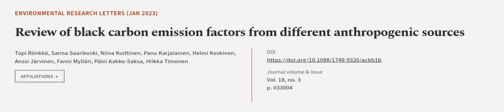This article was authored by Topi Rönkkö, Sanna Saarikoski, Niina Kuittinen, and others.